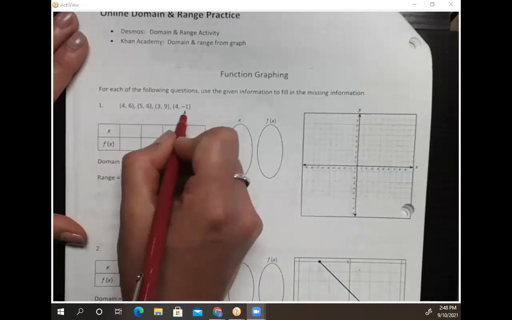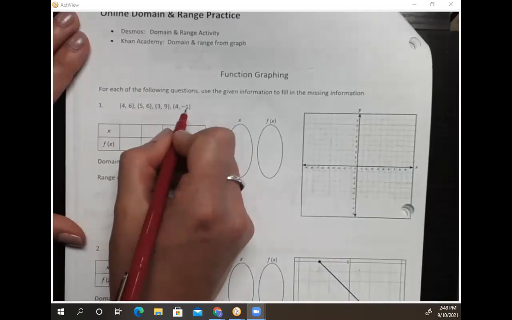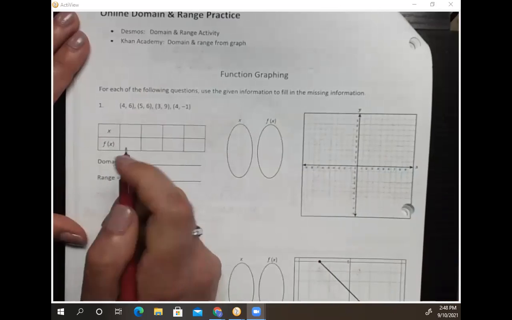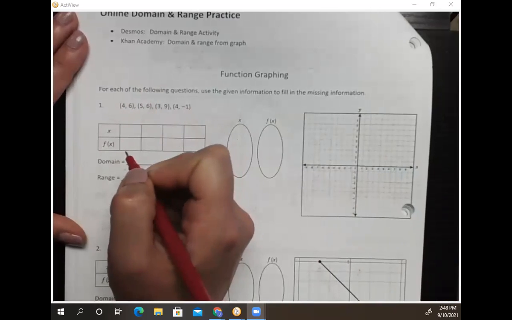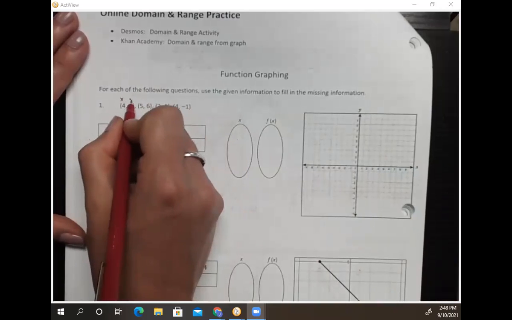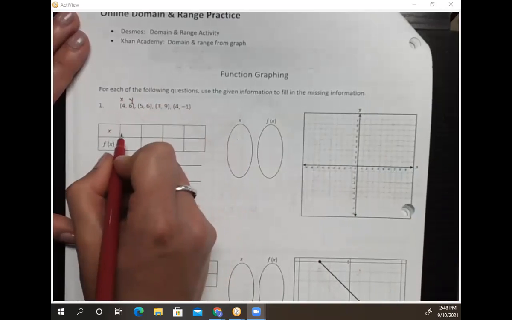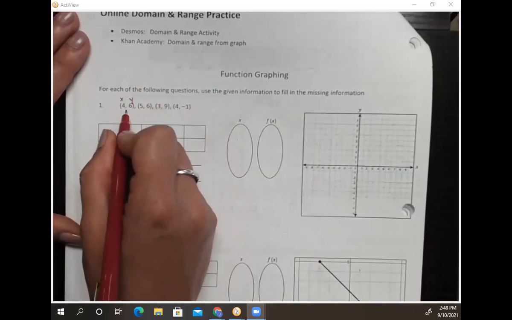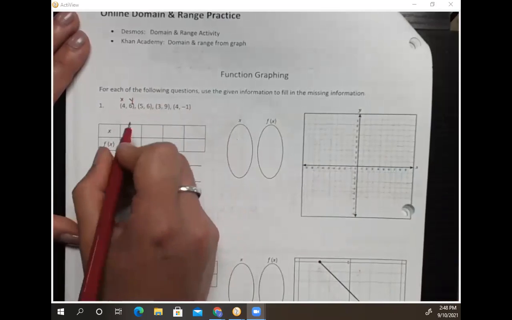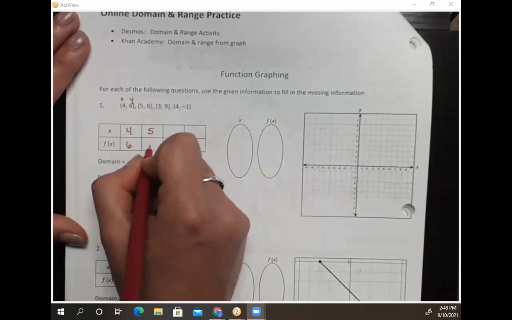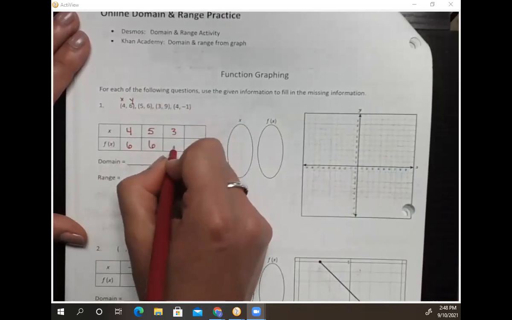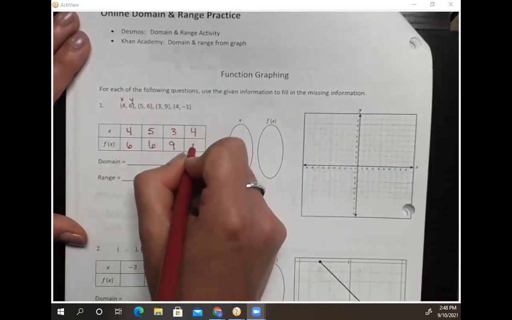So we're starting with ordered pairs. Remember that these represent points on the graph. And so we'll get to the graph in just a minute. But remember that I could also organize ordered pairs into a table. I've got an X value and a Y value. So I can organize that into a table. So 4, 6, 4 is the X value, 6 is the Y value. I've also got 5, 6, 3, 9, and 4, -1.